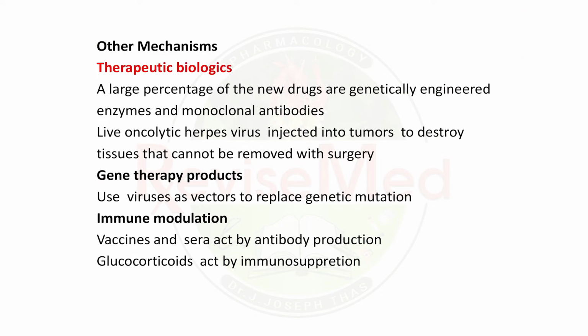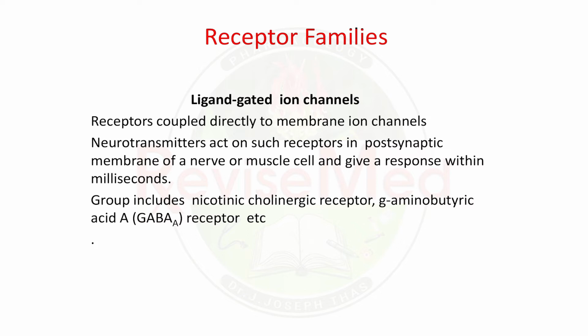Therapeutic biologics. A large percentage of new drugs are genetically engineered enzymes and monoclonal antibodies. They are no more small molecule drugs. For instance, live oncolytic herpes virus injected into tumors to destroy tissues that cannot be removed with surgery. Then gene therapy products use viruses as vectors to replace genetic mutation. Immune modulation. Vaccines and sera act by antibody production. Glucocorticoids act by immunosuppression.